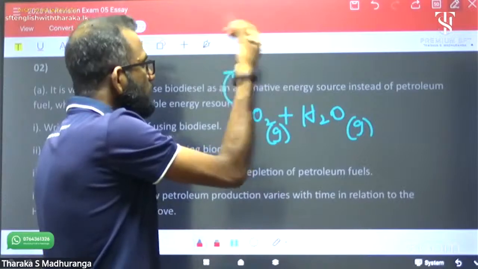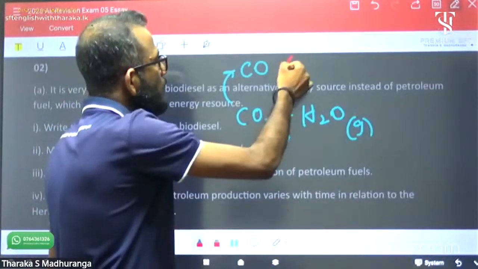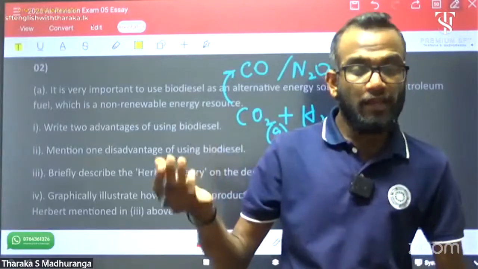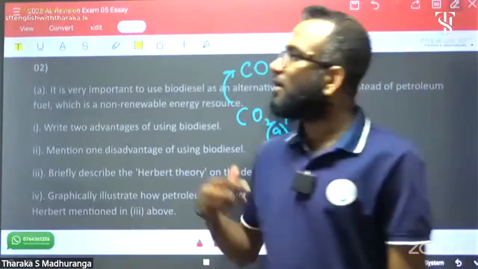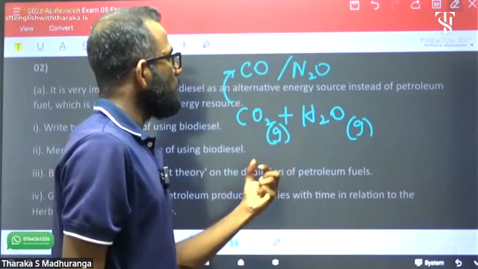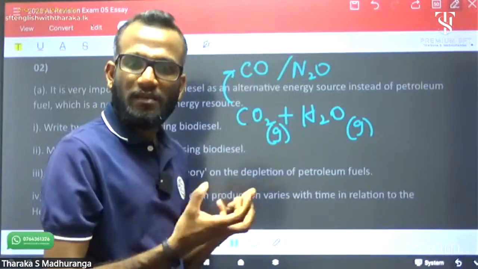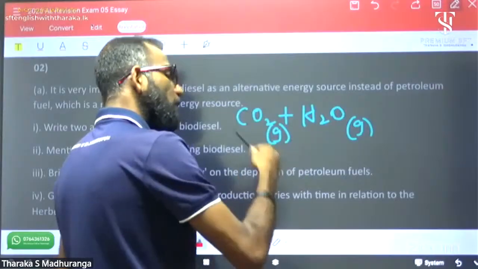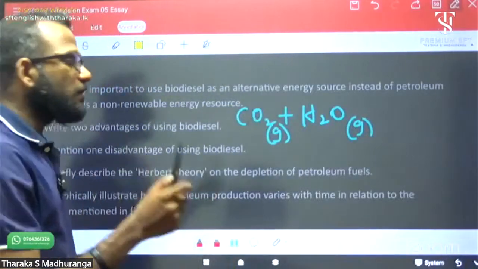But if it excessively releases carbon monoxide, CO, and nitrous oxide, N2O, they are harmful gases to our environment. If it releases excessive carbon monoxide and nitrous oxide, the emission test will fail. Those are the disadvantages. Every vehicle burning normal petroleum diesel releases carbon monoxide and nitrous oxide at a minor level. But by using biodiesel, we can minimize and even stop the emission of harmful gases. That's the main advantage. You can write it down as the first one.